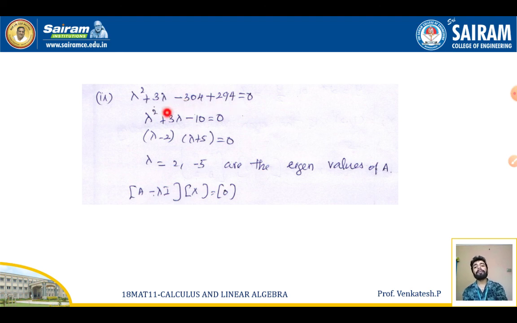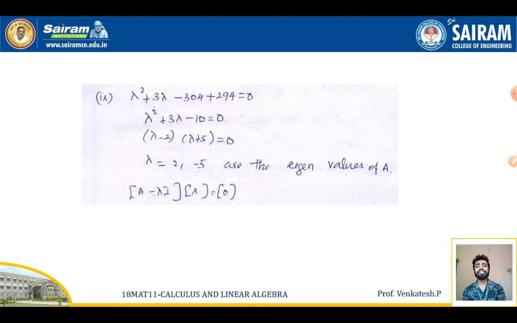So I'll be getting lambda square plus 3 lambda minus 10 is equal to 0. By simplifying this, I'll be getting lambda minus 2, lambda plus 5 is equal to 0. Therefore the values of lambda, 2 and minus 5, are the eigenvalues of A. So lambda 1 is equal to 2 here, lambda 2 is equal to minus 5. Once we got the eigenvalues, the next thing is we have to find the eigenvectors.